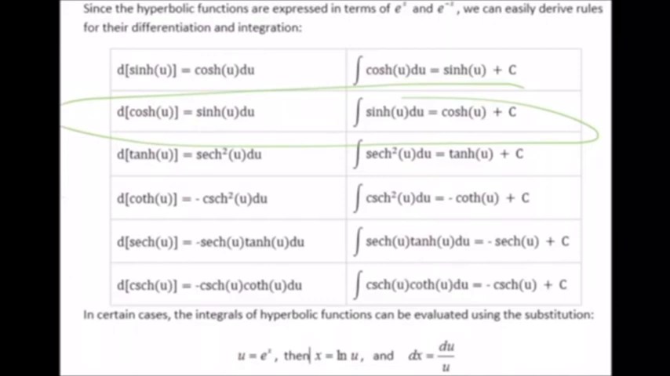If you recall, in the trigonometric identities, the derivative of cosine is negative sine. However, in hyperbolic functions, the derivative of hyperbolic cosine is positive hyperbolic sine. So it's similar with the integral. The integral of hyperbolic sine of u du is equal to positive hyperbolic cosine of u.